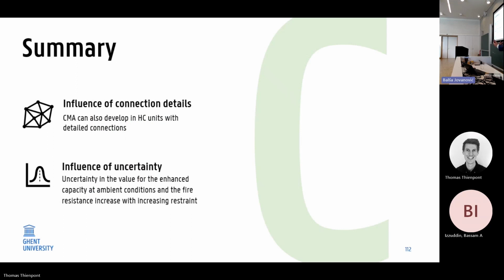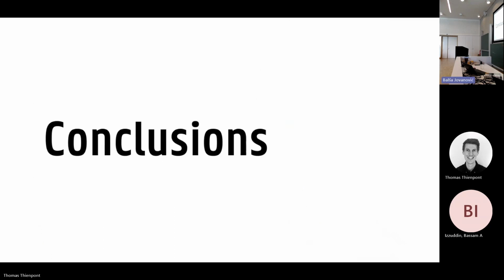And that's then immediately also the summary of this last part C, the influence of connections, where we saw that compressive membrane action can occur in hollow core slabs with detailed connections. And when we studied the uncertainty, we also saw that restraint increases the uncertainty on both the capacity and the fire resistance quite a lot. And that brings me to the conclusions.